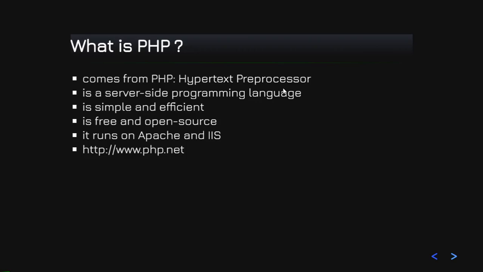So JavaScript is a client-side web programming language, executed in the browser, and PHP is a server-side web programming language, meaning it is executed within the web server. It is simple and efficient. It is free and open source. It runs mostly on the Apache web server, but also on the Internet Information Server from Microsoft. And the home URL is www.php.net.